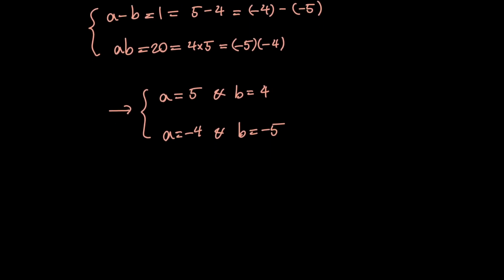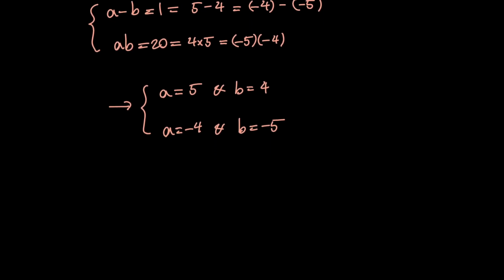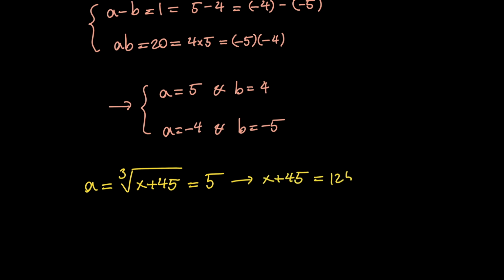So in the first scenario, if a equals 5, we're going to have a equals the cube root of x plus 45 equals 5. So now if I cube both sides, I will have x plus 45 equals 5 cubed, which is 125, which will give us x equals 80.